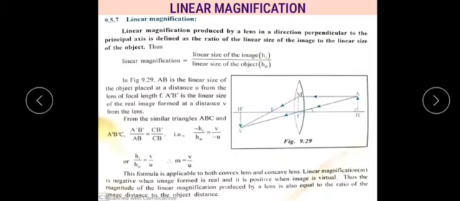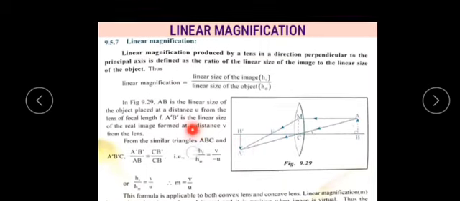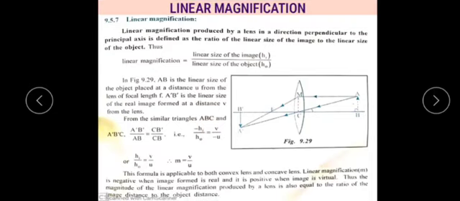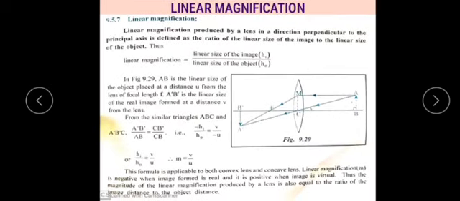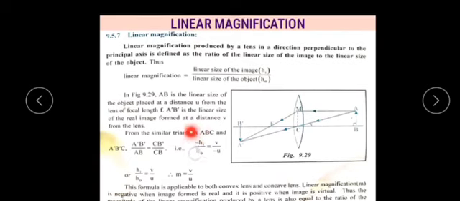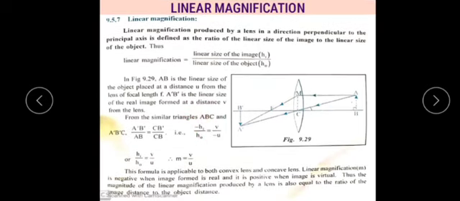We can write A dash B dash, nothing but the linear size of the image, as hi, which is taken as negative. Why? Because according to sign convention, the direction measured above the principal axis is taken positive, and below the principal axis is taken negative. That's why the size of the image is taken negative. And the size of the object AB is the linear size of the object, which is considered as ho.